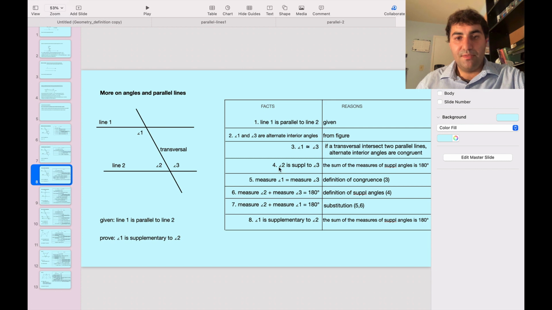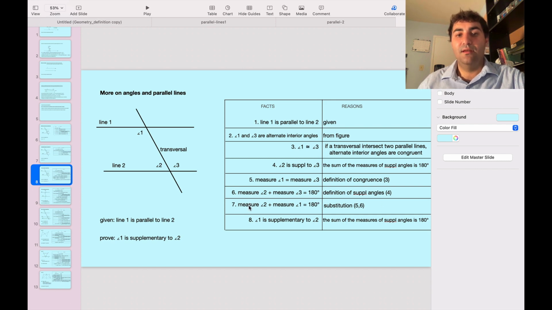And we know from statement 4, the measure of angle 2 plus the measure of angle 3 is equal to 180 degrees by the definition of what supplementary angles are, right? So what happens if I substitute measure 1 into 6 here? Then we get measure 2 plus, instead of measure 3, we get measure 1 because they're both equal. It's equal to 180 degrees. So we get this relation here, right?